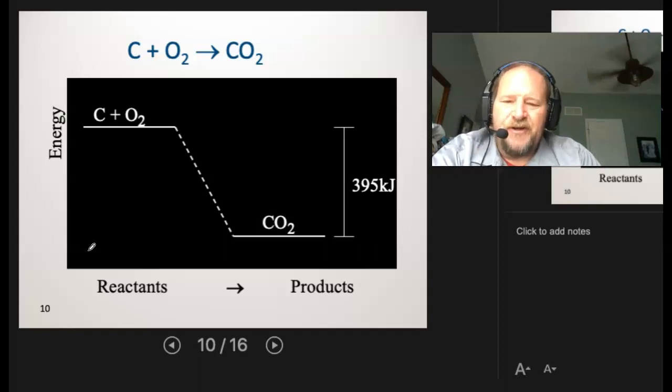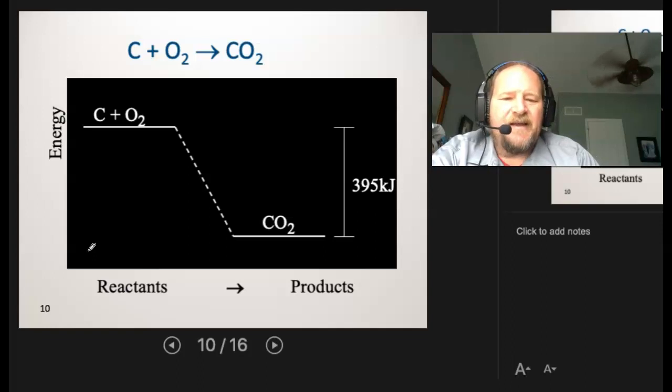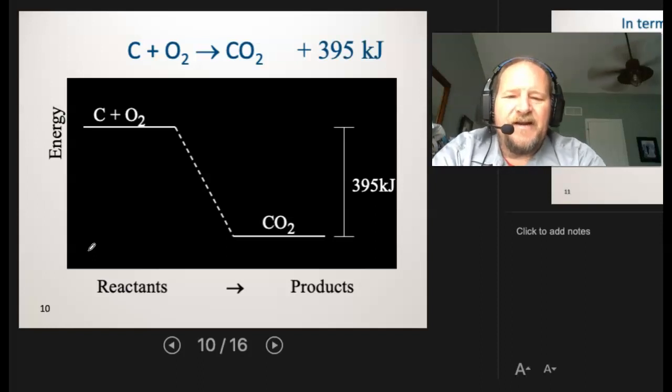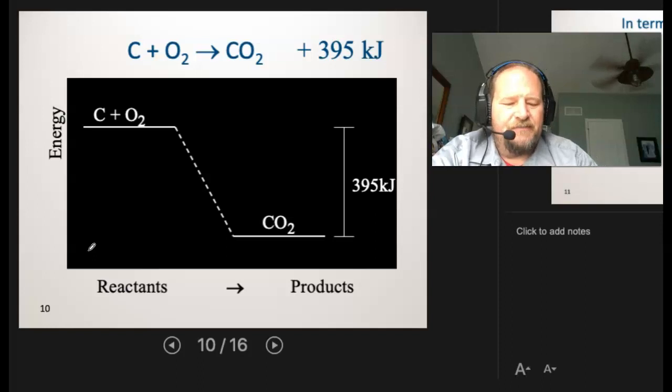What I need you to know is, what does that mean as far as our chemical reaction itself? Well, if it's exothermic, then that means energy is a product. And so if I were going to rewrite the chemical equation, I would add 395 kilojoules to this. So now what this is telling me is for every 1 mole of carbon that combusts with 1 mole of oxygen, I'm going to form 1 mole of CO2, and it's going to release 395 kilojoules of energy.